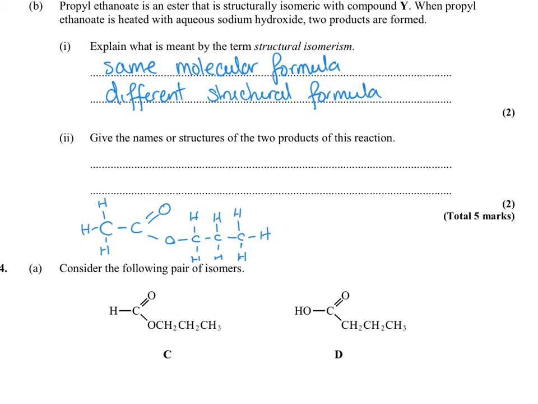Give the name or structures of the two products of this reaction. So basically we're going to get a hydrolysis, we're going to get the molecule breaking off, and we're going to get the equivalent of a carboxylic acid and an alcohol. However, if we're using an excess of sodium hydroxide, as soon as a carboxylic acid forms, it's going to react with the sodium hydroxide to form a salt. So the first thing we would get would be sodium ethanoate. And the other product we're going to get is the alcohol, and you can see if it breaks here, the alcohol is going to be 3 carbons long. So it would be propan-1-ol. They will accept propanol.